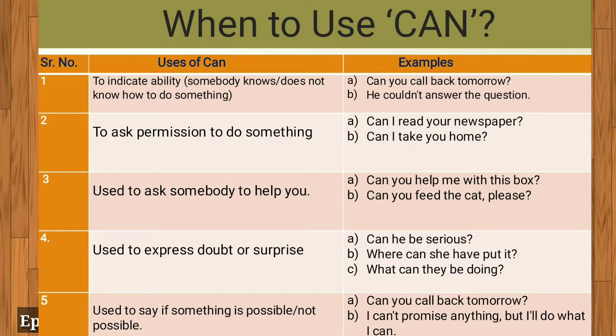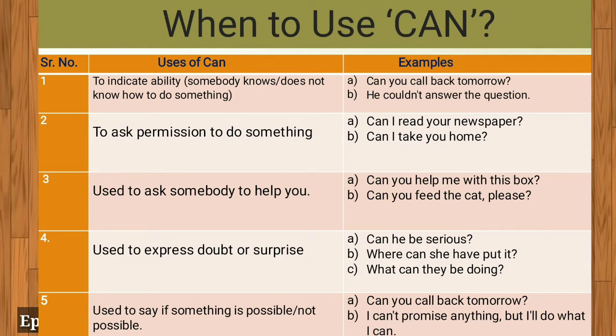Now let's move on to the next use. Can is used to express doubt or surprise. For example, can he be serious? Where can she have put it? What can they be doing? So these are the three examples which express doubt or surprise.